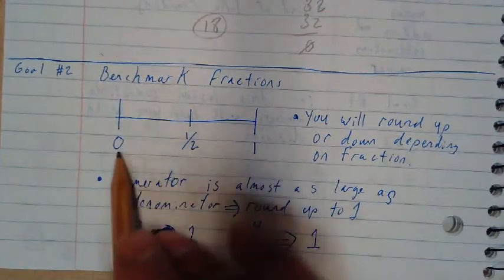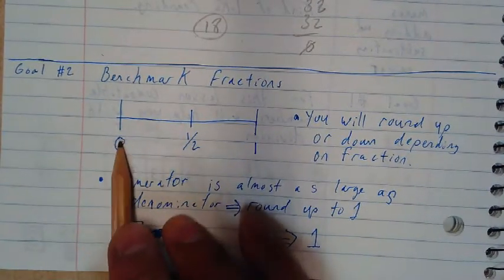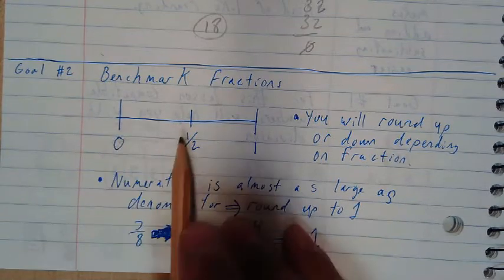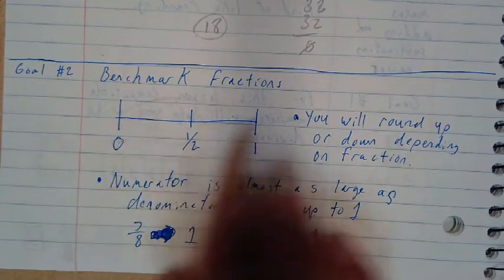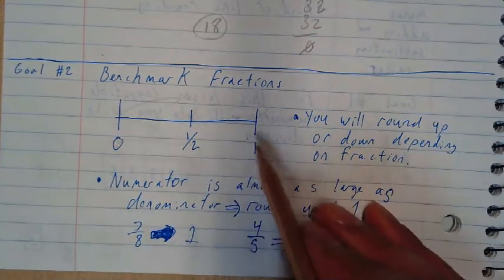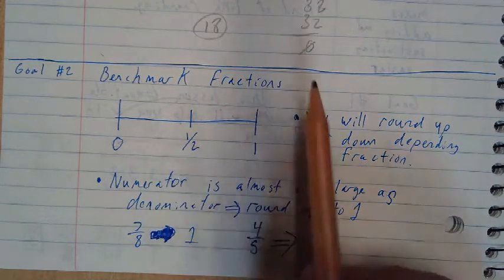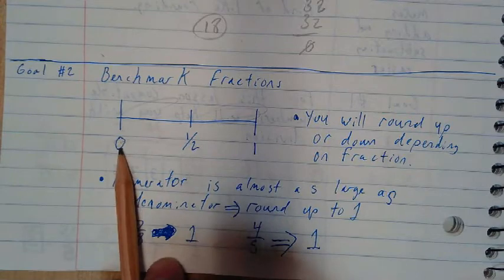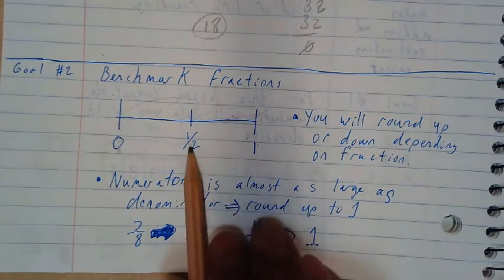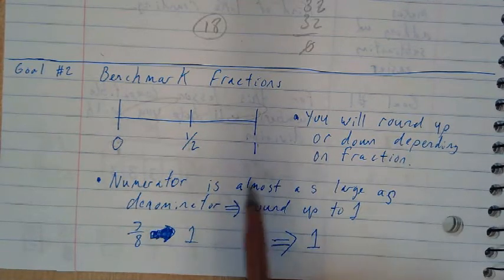All right, 3 fractions you need to know. 0, really not a fraction, but you know 0 when you see it. You have nothing. Half, you have 2 equal parts. Yes? And 1 is when you have everything. Yes? So you're going to use the idea of 0, 1, and half. Okay? You'll round up or down depending on the fraction.